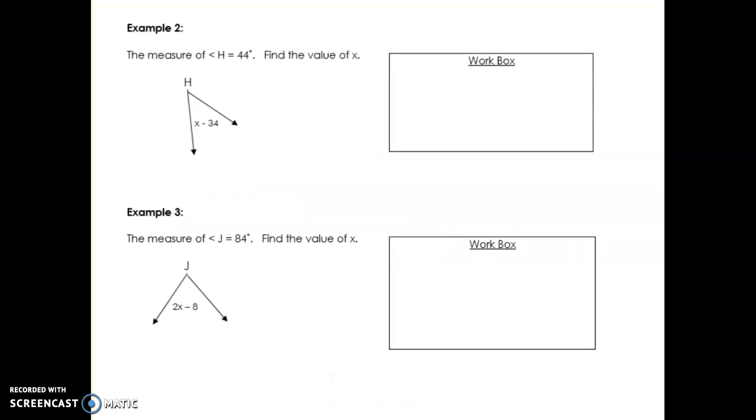All right, so if you take a look at example 2, we're looking at angle H, and it tells us in our problem it is 44 degrees. We also have the variable expression of x minus 34. And again, those are just two different ways to talk about that angle of H. So if we're asked to find the value of x, we know that they're equal to each other. So we would take 44 and set it equal to our expression.